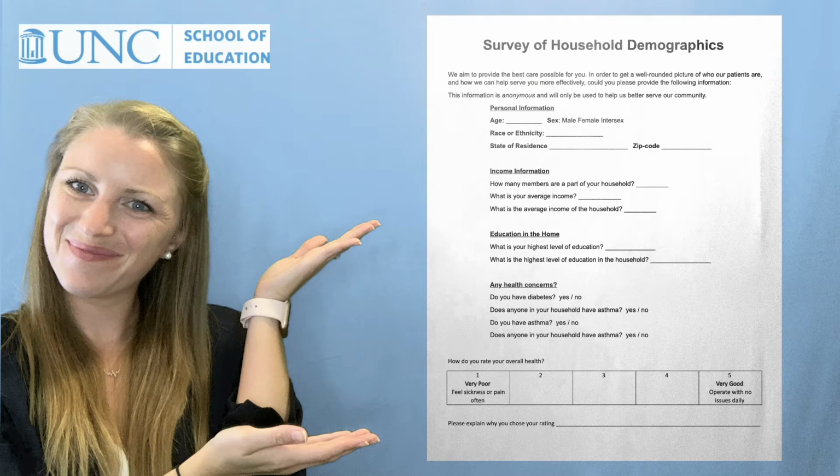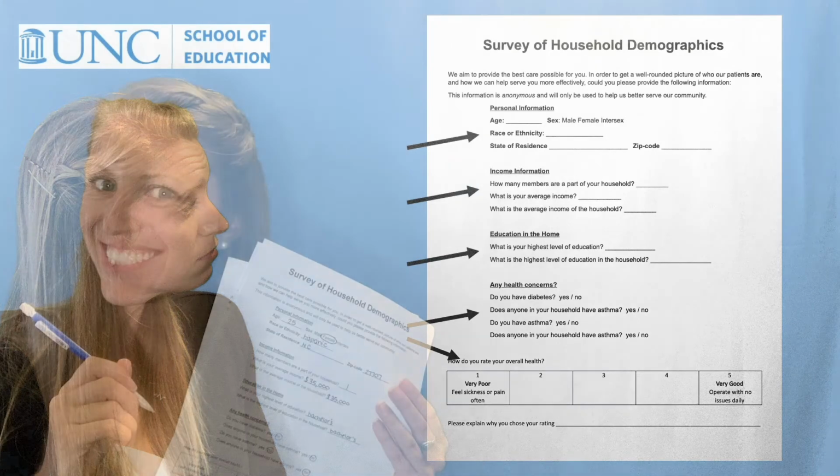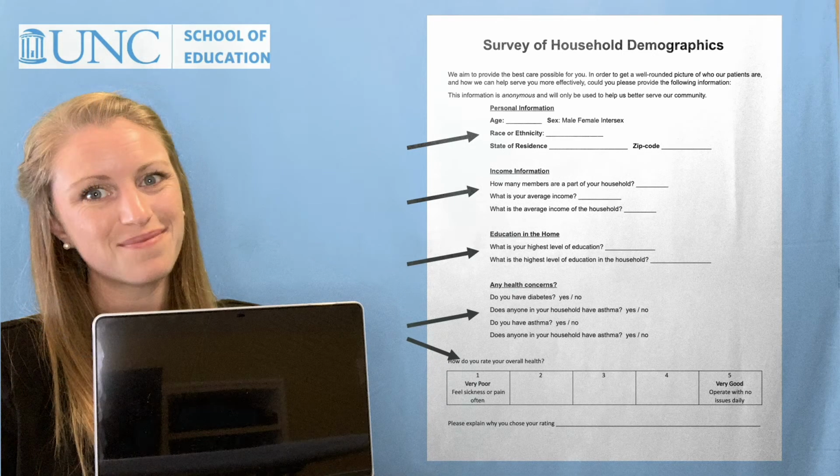When creating a survey, you need to make sure that the information in your survey fits the criteria of your question. So, we have asked for the patient's personal demographics, education, income, and health status. It is typically easiest to get patients to fill out paper copies of these forms. However, you now have to manually input the data.